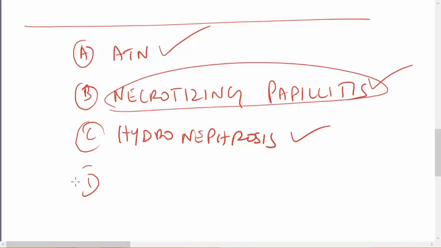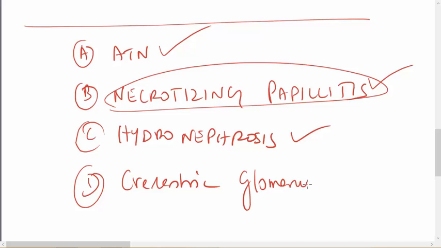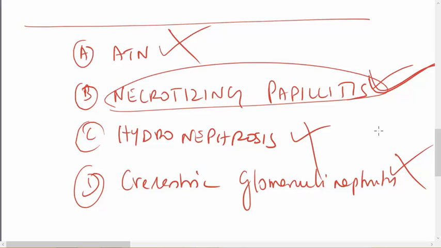And D, they gave crescentic glomerulonephritis. Actually, here the glomeruli are absolutely normal, because there is no history of hematuria and there is no proteinuria. So the glomeruli are normal, there is no inflammation in the glomeruli. So it is not crescentic glomerulonephritis, it is not hydronephrosis, it is not ATN. So, the only choice is necrotizing papillitis. You should know how you are excluding the others, and why you are saying necrotizing papillitis.